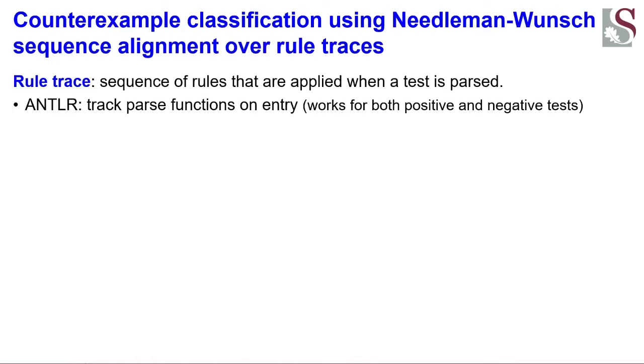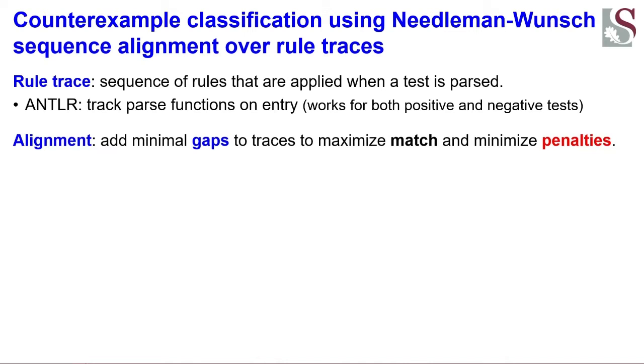Let's now have a look at the classification of the counterexamples. We use the Needleman-Wunsch sequence alignment algorithm over the rule traces for this. We use the rule traces and not the token sequences because they represent the structure better. For ANTLR, that means we simply track which parse functions are entered, which also works for negative test cases where a syntax error is expected to occur. We then align these traces by adding gaps so that we maximize the matching positions and minimize the gaps and clashes. Let's look at an example.